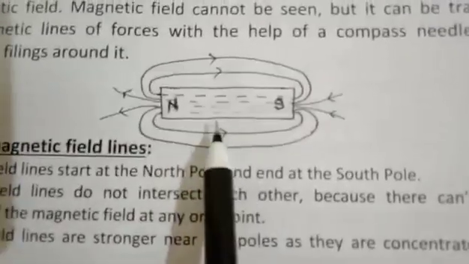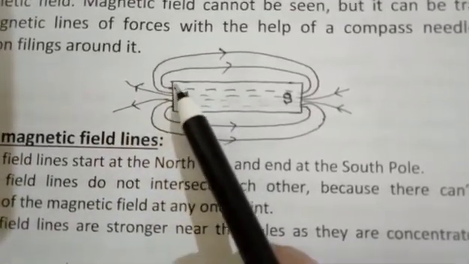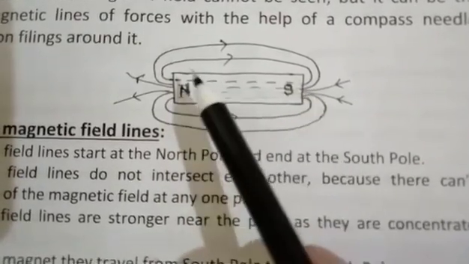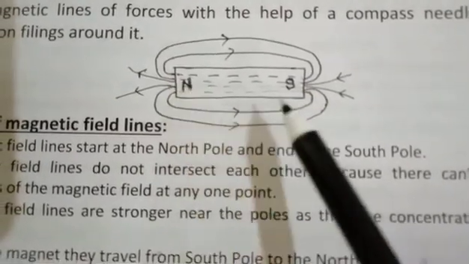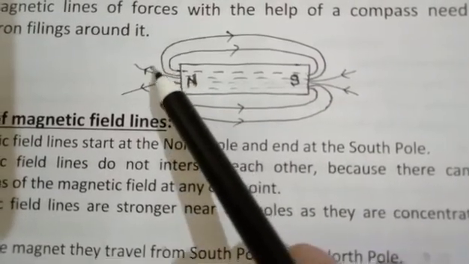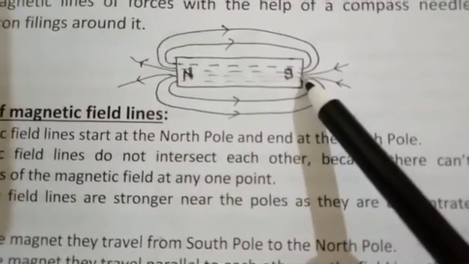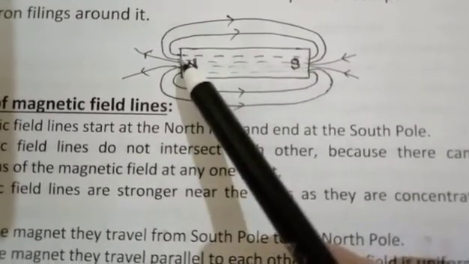So if you look at the diagram once more, we can see the magnetic field lines are concentrated here. That means the magnetic strength is maximum at the poles. Outside the magnet, it is starting from north, ending at south. Within the magnet, it is starting from south, going to north.